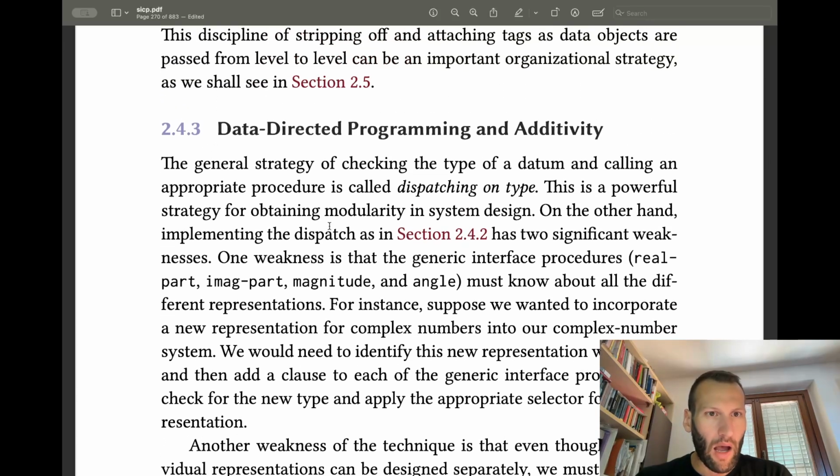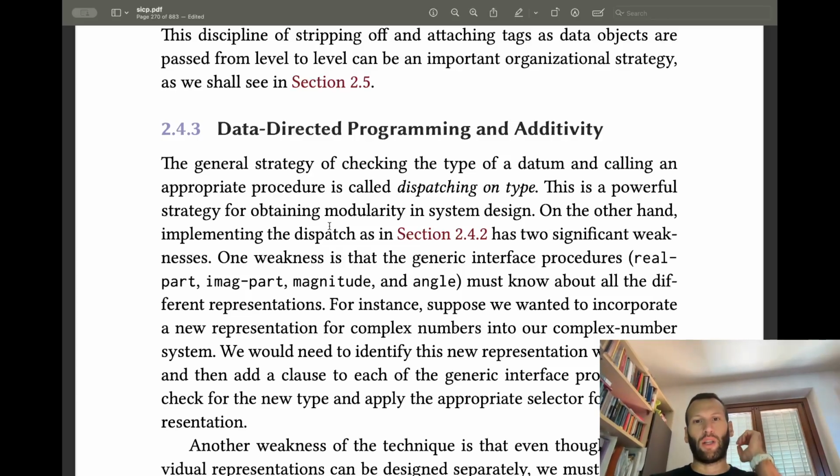And here we are with data-directed programming and additivity. That's the first time I hear the term data-directed programming. So let's see what this is about. The general strategy of checking the type of datum and calling an appropriate procedure is called dispatching on type. This is a powerful strategy for obtaining modularity in a system design.